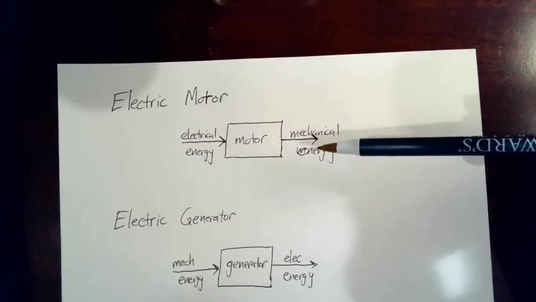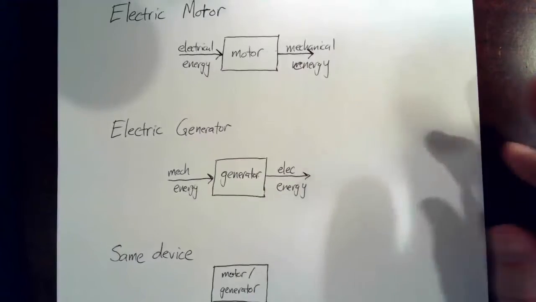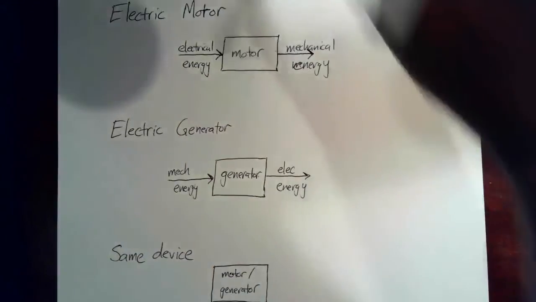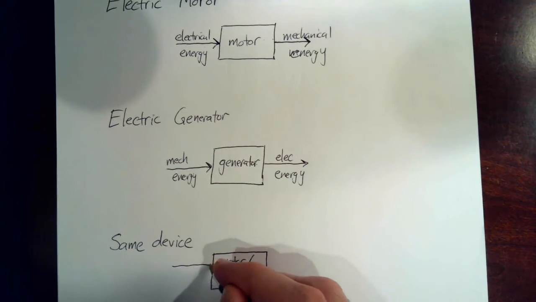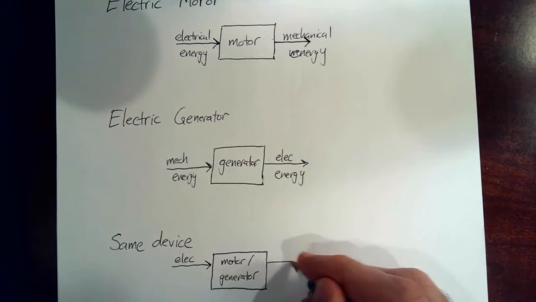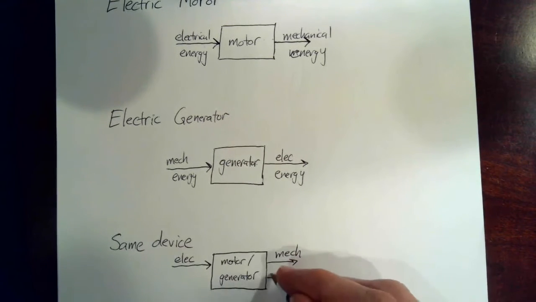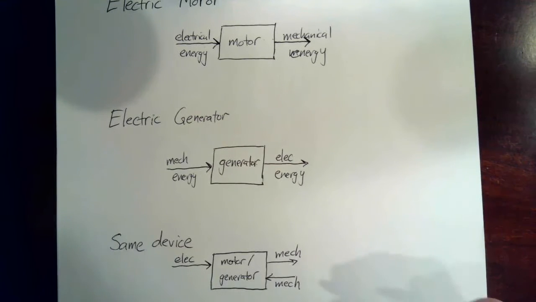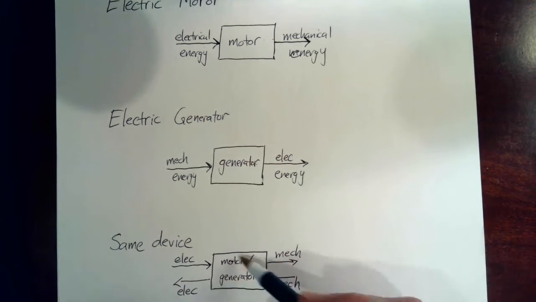And I want to take that one step further, and I'm going to claim that an electric motor and an electric generator are actually one and the same thing. The only difference is that they are operated in opposite directions. So if this is a motor, I put electrical energy in, I get mechanical energy out. If I then turn around and put mechanical energy into the same device, my claim is that I'll get electrical energy out. That one device can act like both.